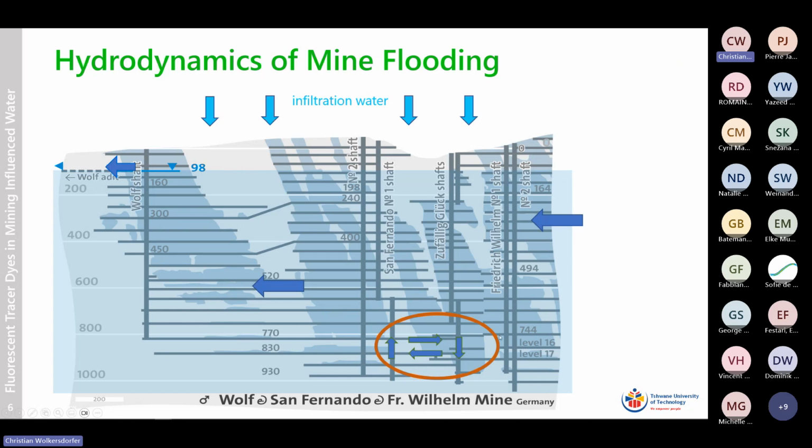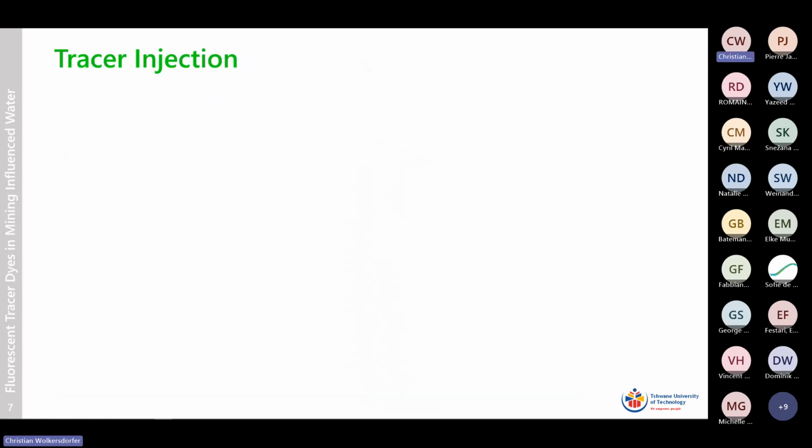So when you conduct tracer tests, this is something to keep in mind, that the water could also flow somewhere in some parts and have its own hydrodynamic processes there.